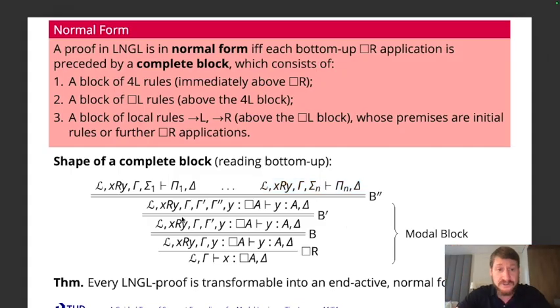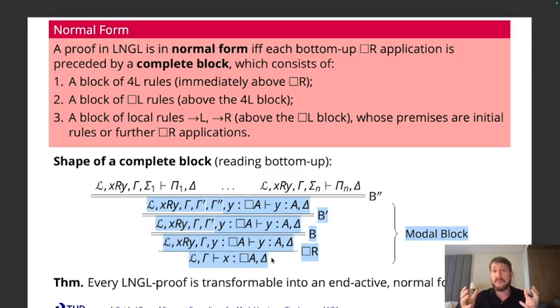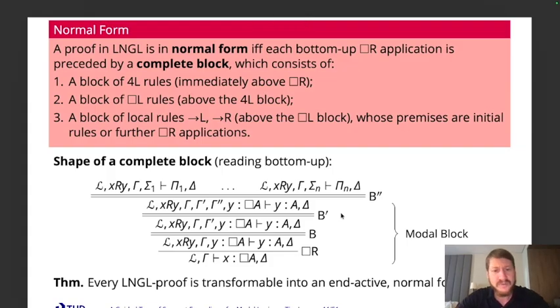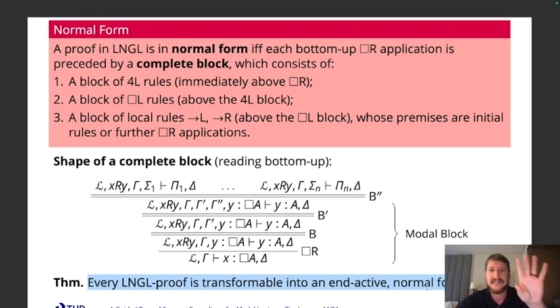Now I'm going to refer to this part of a complete block as a modal block. And that should make sense because this part of the block has the box right rule, the 4 left rules, and the box left rules associated with it. So this is doing the modal reasoning. And these entire modal blocks are going to be translated essentially as single box GL inferences. That's the significance of them. Note that every line sequent proof can be transformed into an end active proof in normal form that satisfies these conditions.